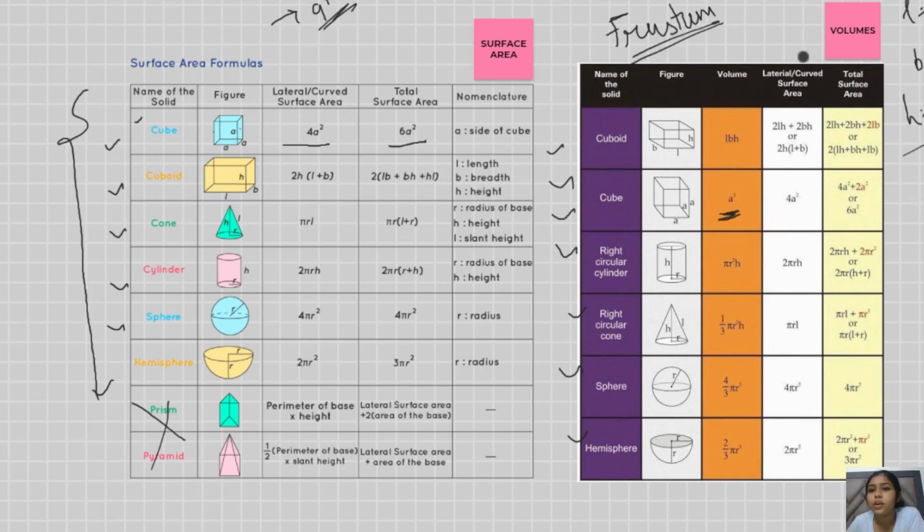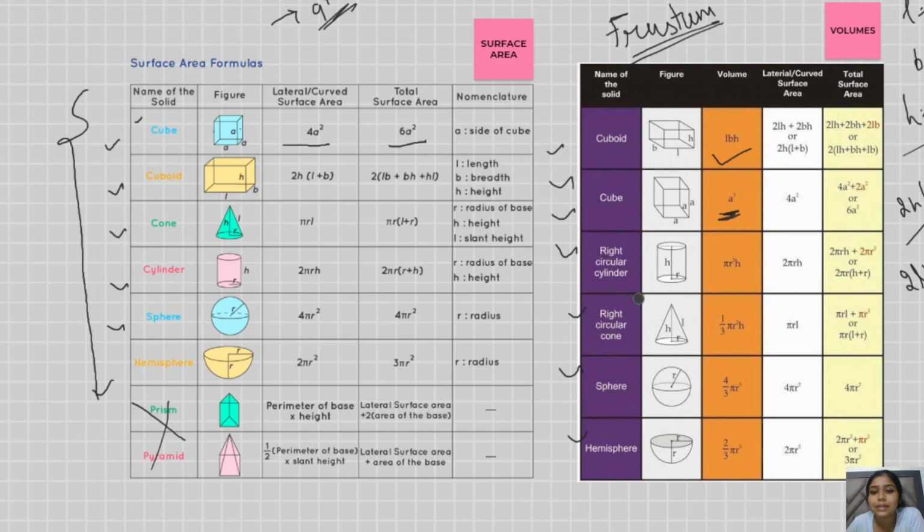So for cuboid, the curved surface area is 2H(L plus B). Okay, you are clear with this height, length and breadth thing. For the total surface area, it is basically 2LB plus 2BH plus 2HL. Now the volume of the cuboid, as we always know, is the product of length, breadth and height.